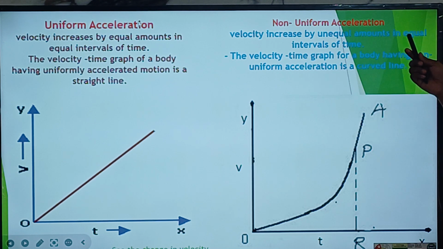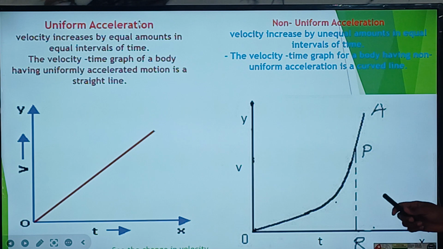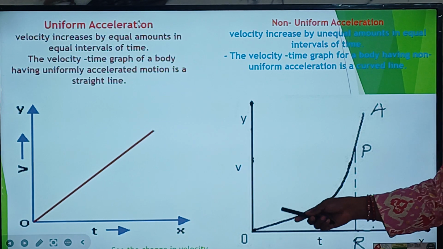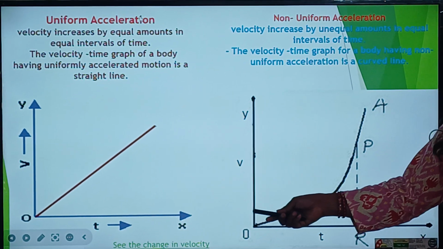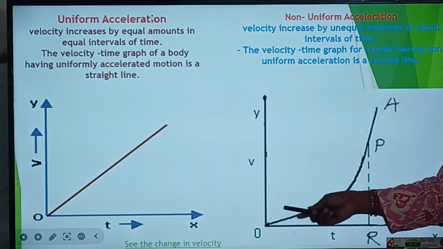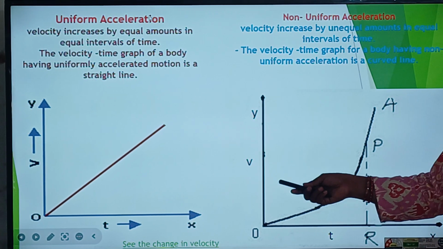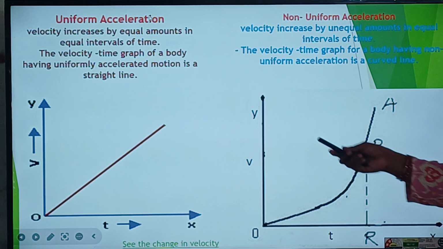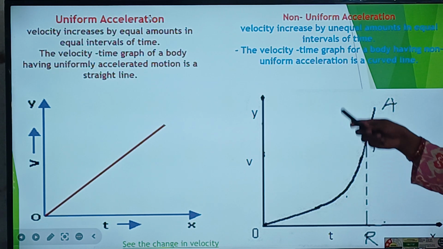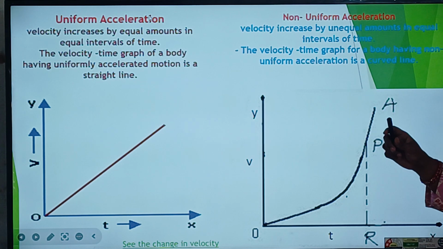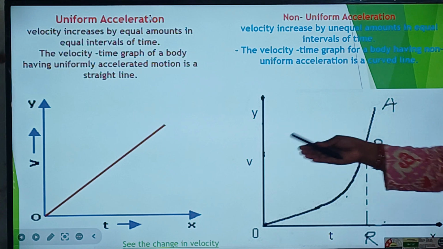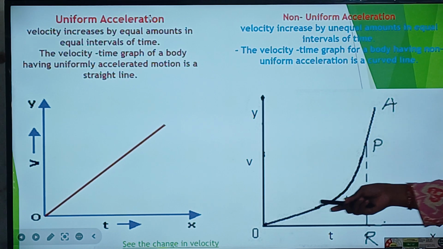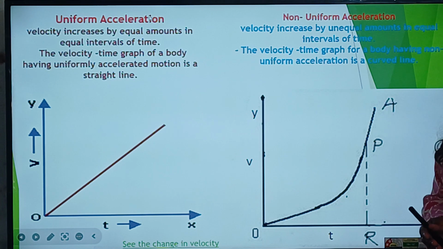Velocity increases by unequal amounts in equal intervals of time. Suppose there is an equal interval of time: 1 second, 2 second, 3 second, 4 second, 5 second. But suppose in 1 second the velocity of the body was 1 meter per second. In 2 seconds, the velocity is 10 meters per second. In 3 seconds, the velocity is, sorry, 15 meters per second. So what is happening? There is an unequal increase in velocity with equal interval of time. In that case, the velocity time graph for non-uniform acceleration will be a curved line. I hope this point is clear to you, children.